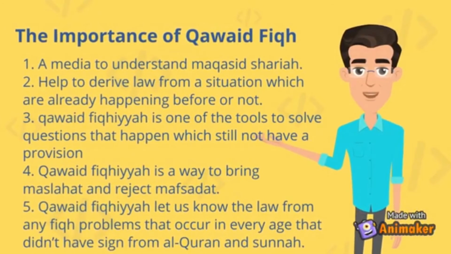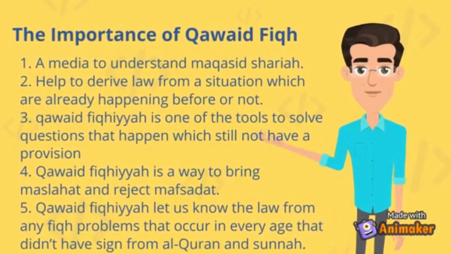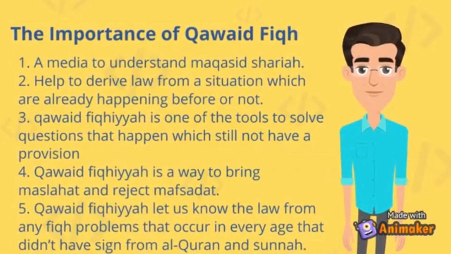The importance of qaid fiqhiyya. 1. A media to understand objective of Sharia. 2. Help to derive law from a situation which are already happening before, or not. 3. Qaid fiqhiyya is one of the tools to solve questions that happen which still not have a provision. 4. Qaid fiqhiyya is a way to bring welfare, and reject harm. 5. Qaid fiqhiyya let us know the law from any fiqh problems that occur in every age, that didn't have sign from Al-Quran and Hadith.